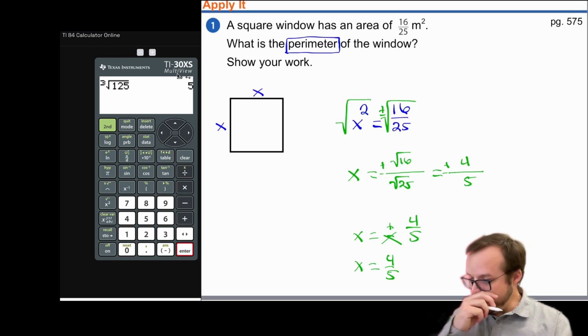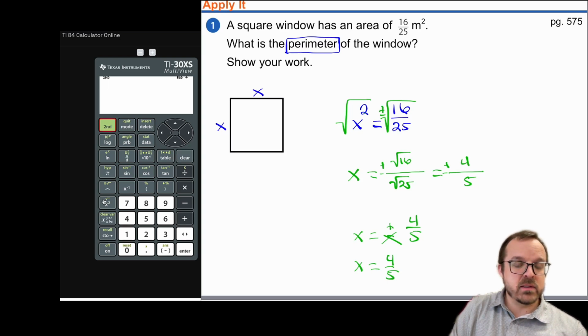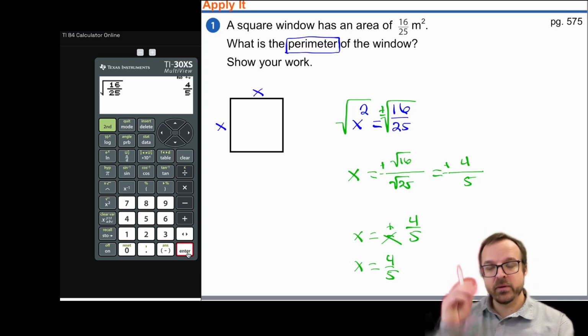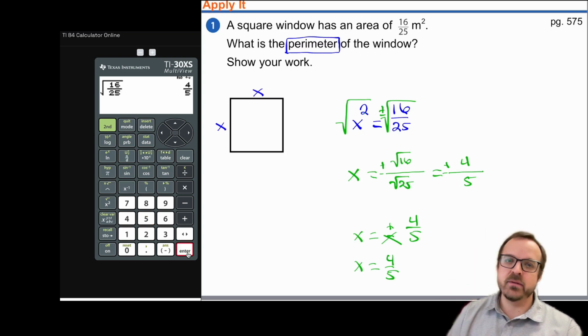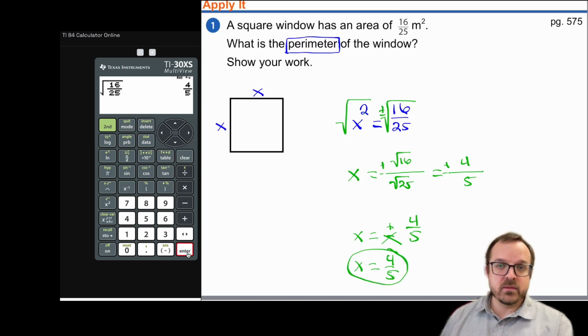That's not the answer to the question, but let me show you this again. You can come over here to your calculator. We are doing square root, so we're going to go second to get to this square root here. You can type in a fraction under here and do 16/25. Hit enter, and it will tell you that it's 4/5. Now remember, your calculator will never tell you the negative side of square root answers, so just keep that in mind. We know that it is only positive 4/5 in this case because it's a distance.